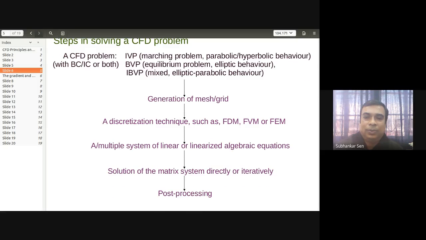Okay. So after making the mesh or grid, we select the basic discretization technique, such as we can use finite difference, we can use finite volume, we can use finite element. So there is no hard and fast rule that you have to use finite difference or finite volume or finite element. All of these are powerful, and these methods are giving very comparable results. So you can use any of them.